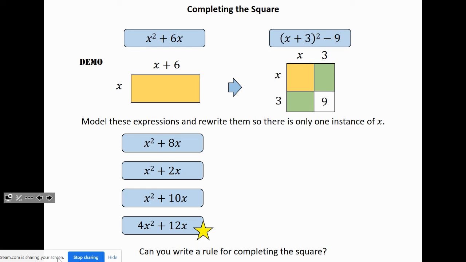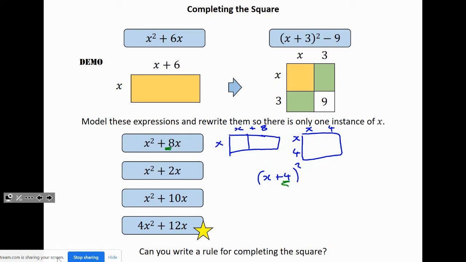So I'm going to show you how completing the square ties in to other expressions. If we have x squared plus 8x, that's like having a rectangle that is x times x plus 8, which is split into a square where we have x plus 4 and x plus 4. So it's the same as x plus 4 squared. Now notice the link here between the 8 and the 4.